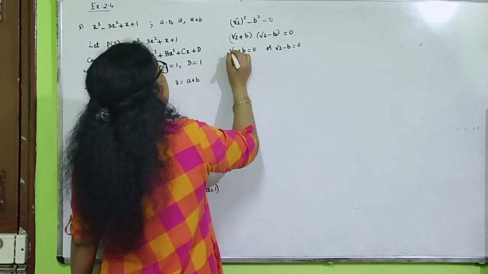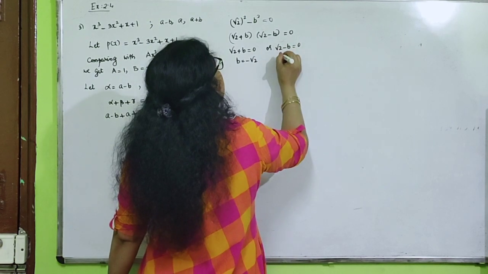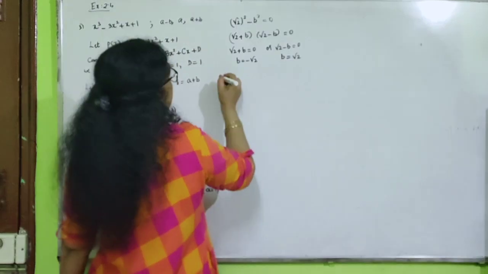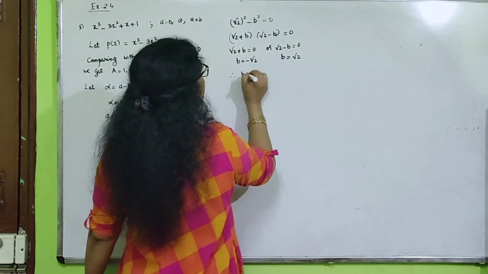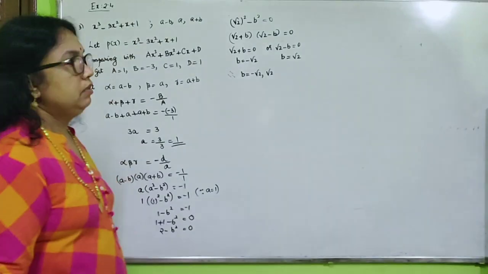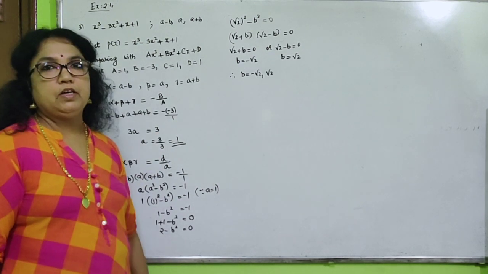So B here, root 2 taken to this side, minus root 2. Root 2 equal to minus B, on taking it across it will become positive. So B equal to root 2. So B's values are B equal to minus root 2 or root 2, that is plus or minus root 2. In this way you can find out the values of A and B.